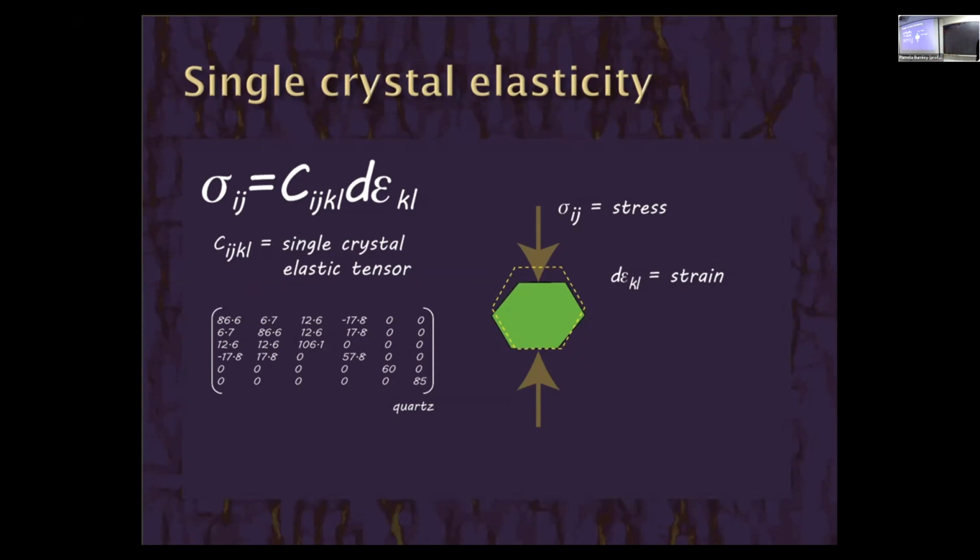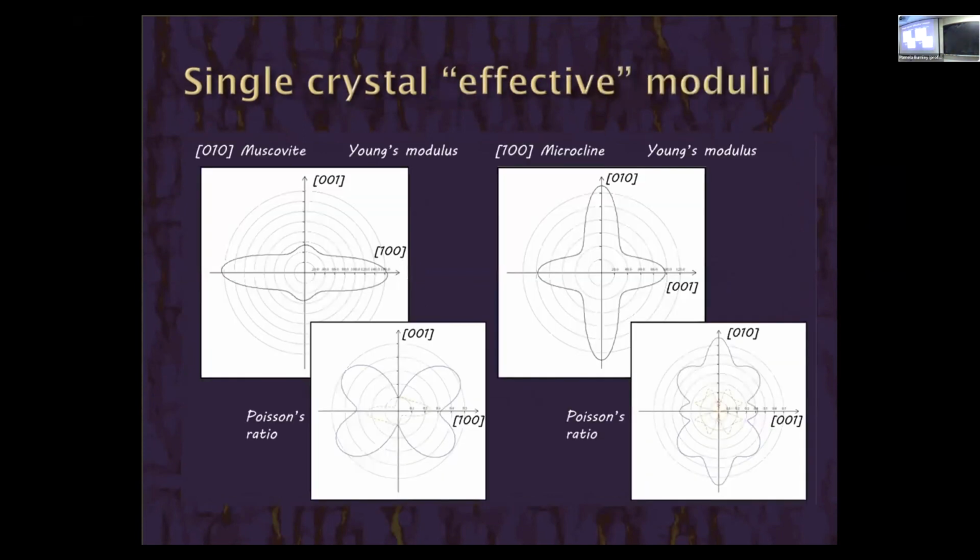So single crystal elasticity is a lot of fun. And it's complicated, and that adds to the complexity of our polycrystal. And oh, here's another illustration of what this means. So it means the elastic properties are orientation dependent, right? So here's a plot of the effective Young's modulus.